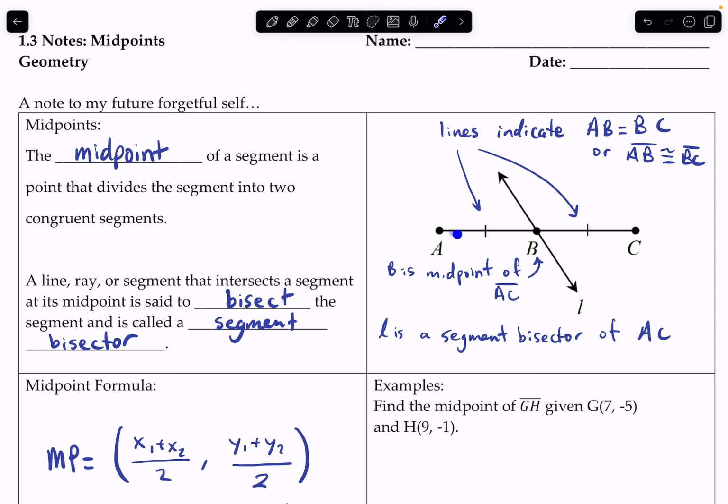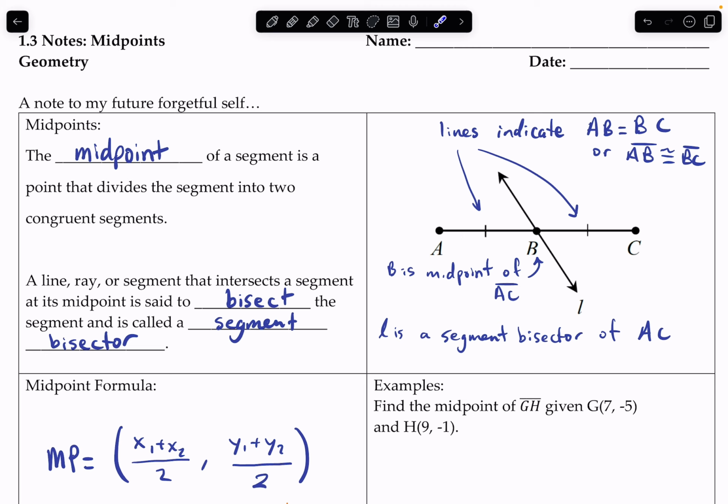So let's take segment AC. Starts at A, ends at C. You'll notice a couple things here. These lines indicate something very important. It means that this distance right here is equal to this distance, or this segment AB is congruent to this segment BC. That's what these two lines indicate. And because this distance is equal to this distance, B is considered a midpoint. B is the midpoint of AC.